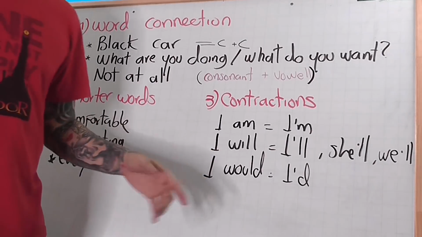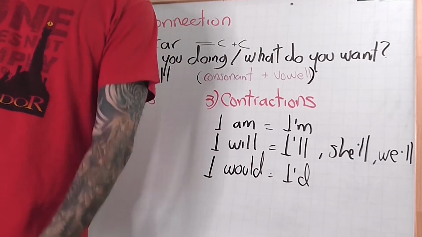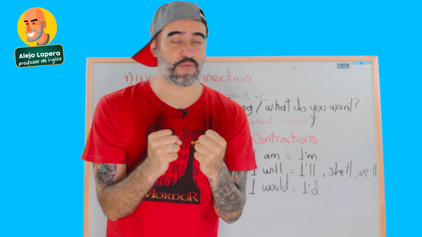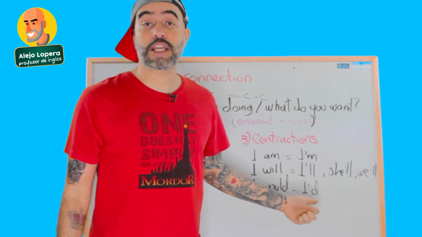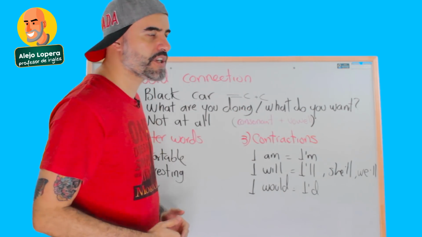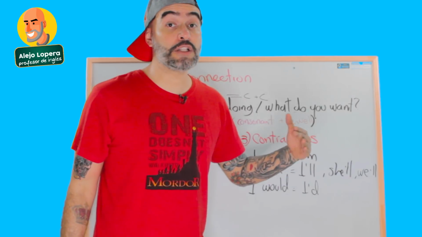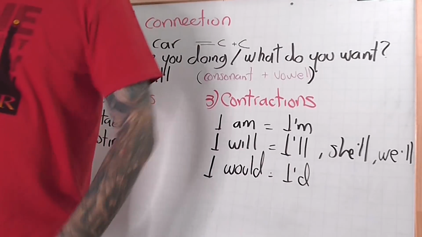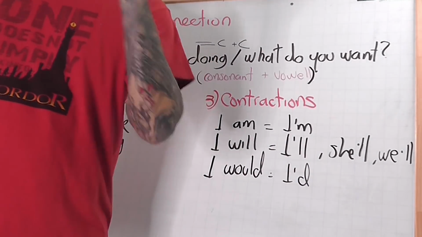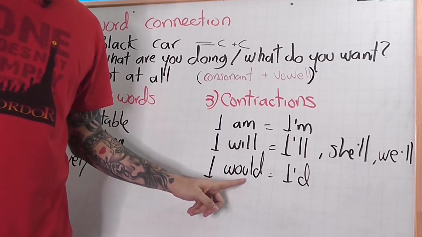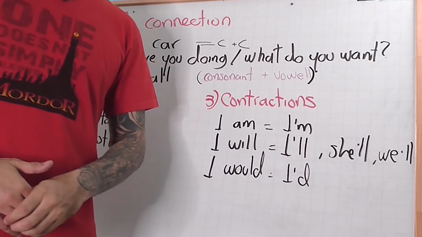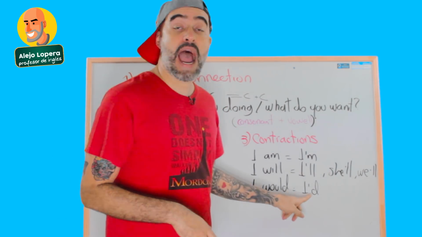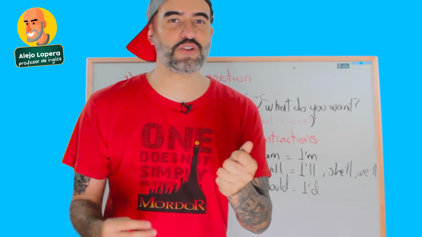For example, this case, I will go. That is absolutely correct if you can say I will go. But if you really want to sound like a native person, you must say I'll go. In fact, you can use it with any other pronoun. For example, she will go. You can say she'll go. Or we'll go. Not we will go, but we'll go. Or for example, if I say I would go, which is in Spanish, yo iría, I would go. I can say I'd go. Hey, I'd go. It sounds better.